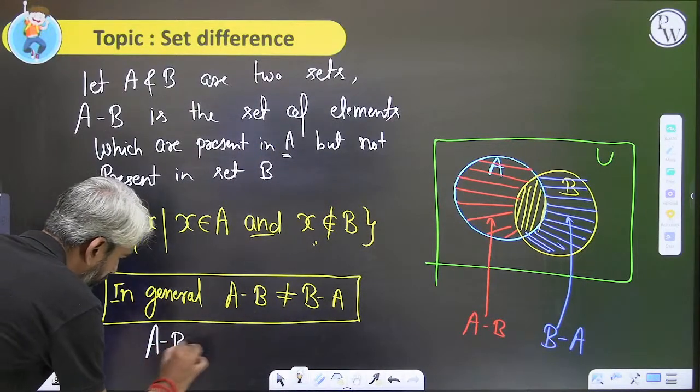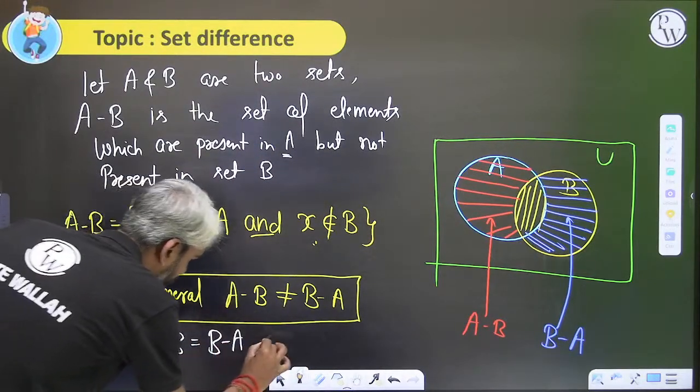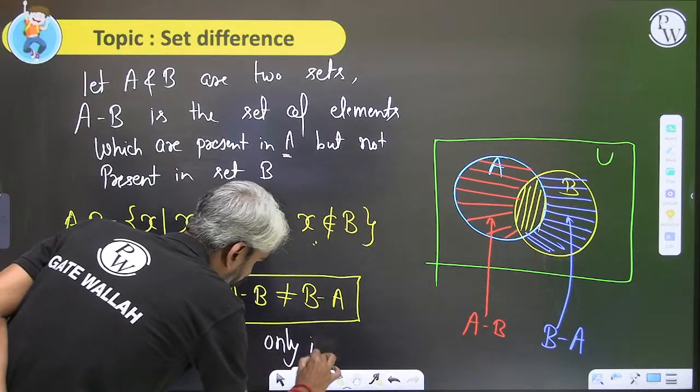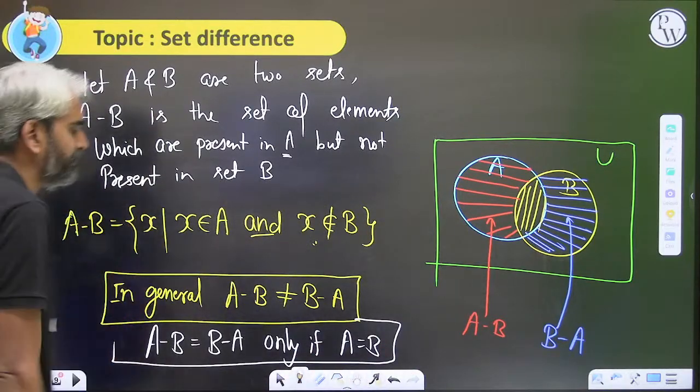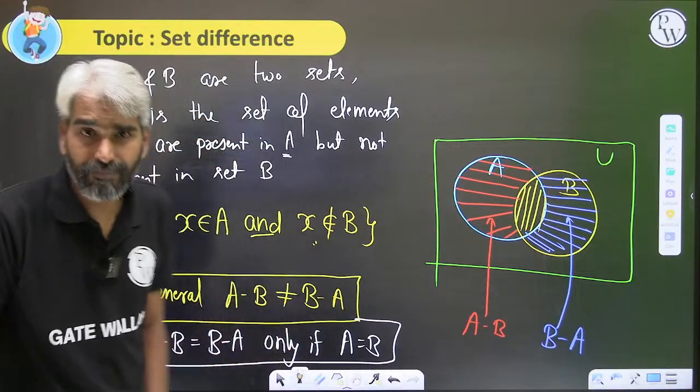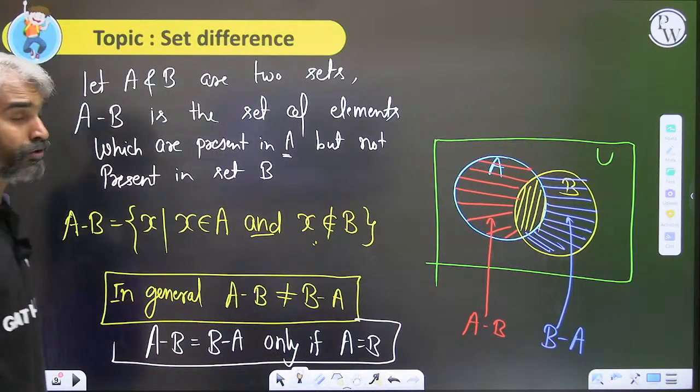A minus B equals B minus A only if A is... In that case, what will be the value of A minus B? Sir, A minus B will come out as phi.